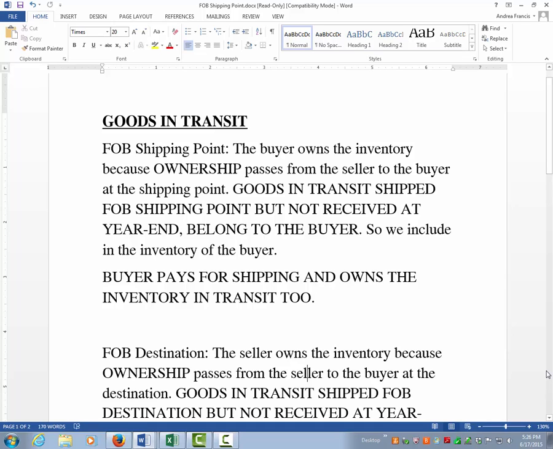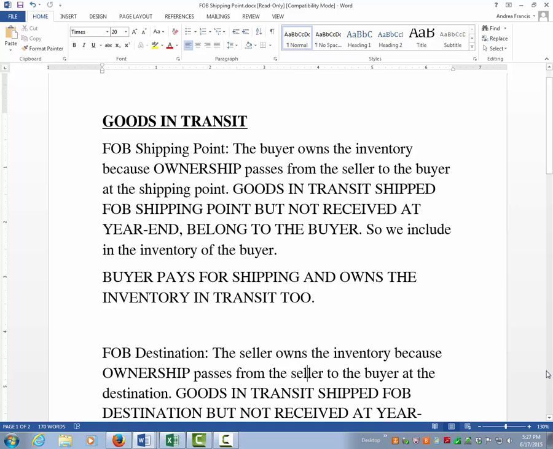So the first thing, FOB shipping point, here the buyer owns the inventory during transit because ownership passes from the seller to the buyer at the shipping point. So goods in transit shipped FOB shipping point but not received at year end belong to the buyer. Now remember, our company may be the buyer or the seller. So not only do we have to ask what are the shipping terms, we would say FOB shipping point, then we have to ask who owns the stuff in transit, and we would know that it's the buyer. Then we have to ask, are we the buyer? Right? Because if we are, this inventory has to be included in the inventory of the buyer.